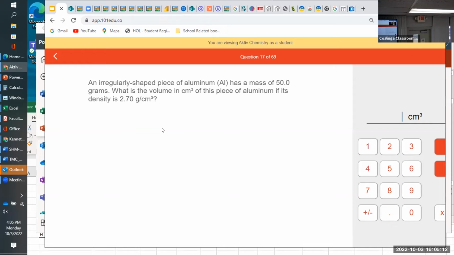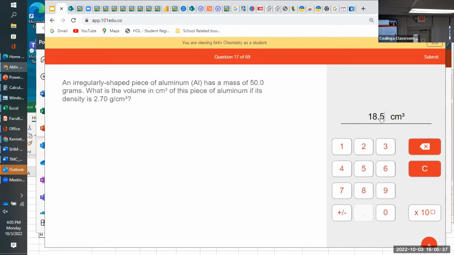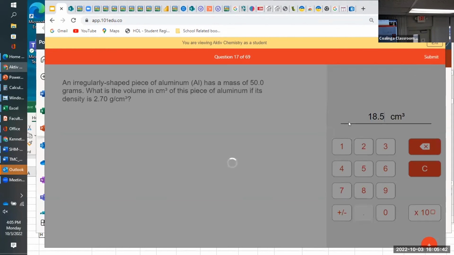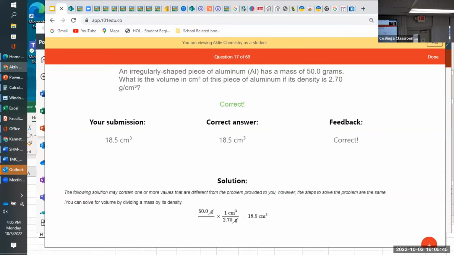It's going to be 18.5. Three sig figs. Don't be guessing at sig figs. I'm not guessing, I was discerning. Yes, 18.5 is correct.